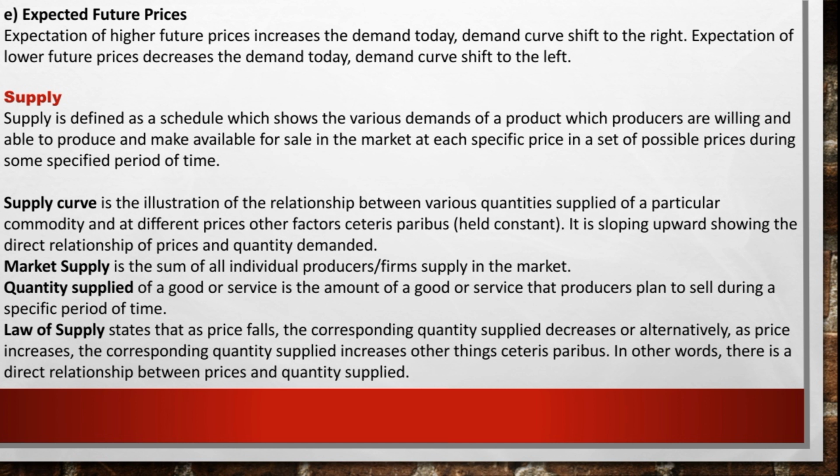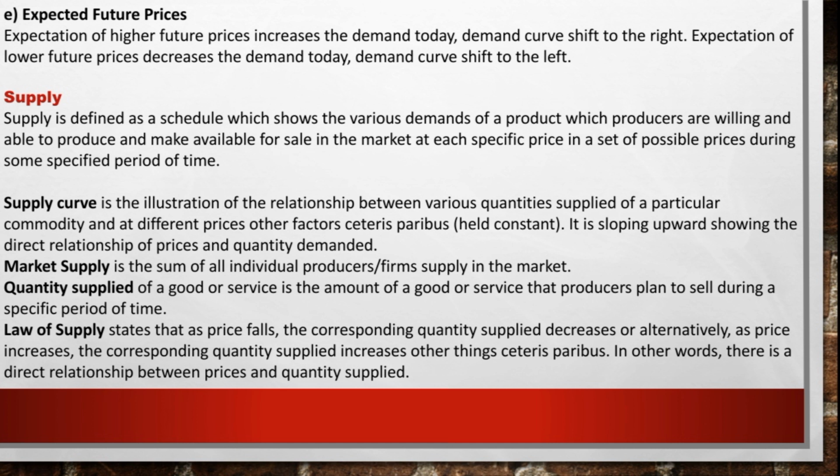Let's go to supply. So what is supply? Supply is defined as the schedule which shows the various quantities of a product which producers are willing and able to produce and make available for sale in the market at each specific price in a set of possible prices during some specified period of time.